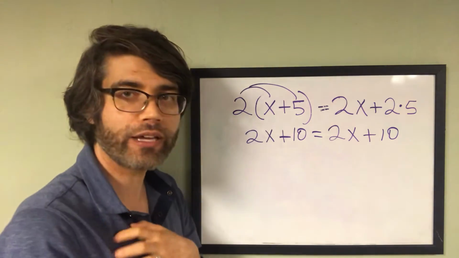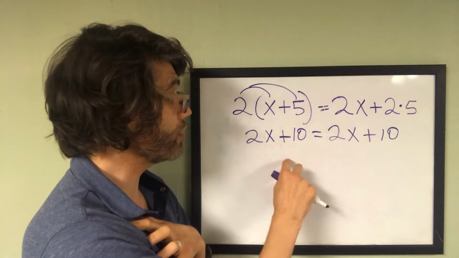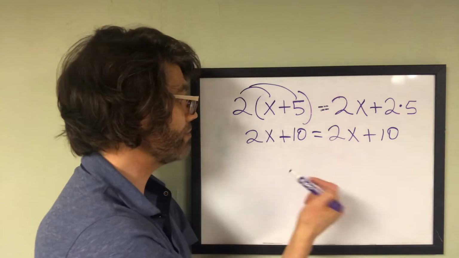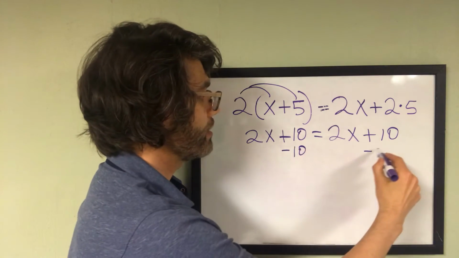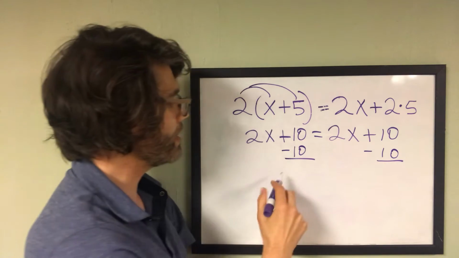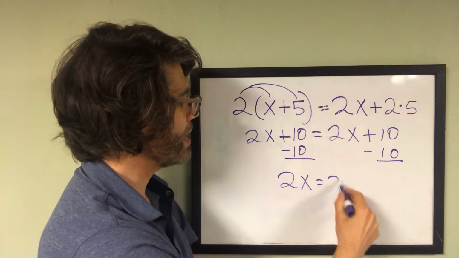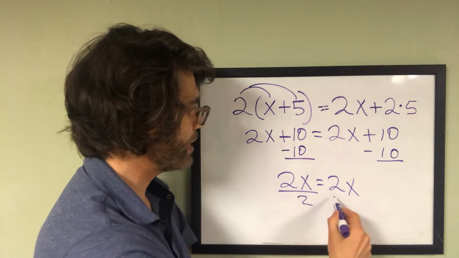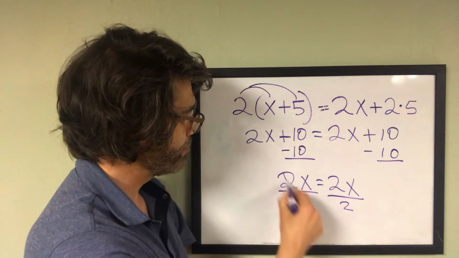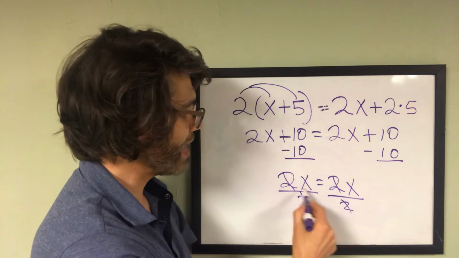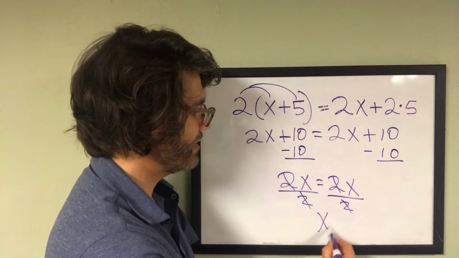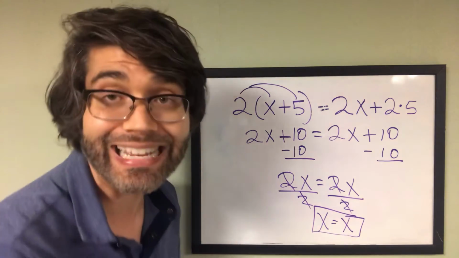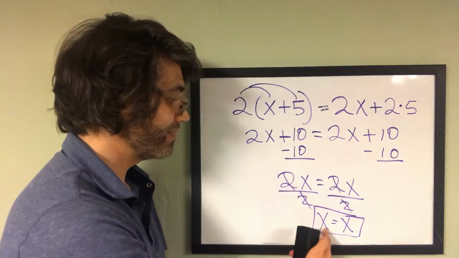Okay, this is interesting. Subtract. So let's work backwards. So we're gonna subtract 10 from both sides. Whatever you do on one side, do to the other. Okay, so that's 2x equals 2x. Oh boy, this is interesting. And then now we're gonna divide both sides by 2. Whoa, that's even more interesting. And we have x equals x. X equals x. Well, that is certainly an identity if I've ever seen one.